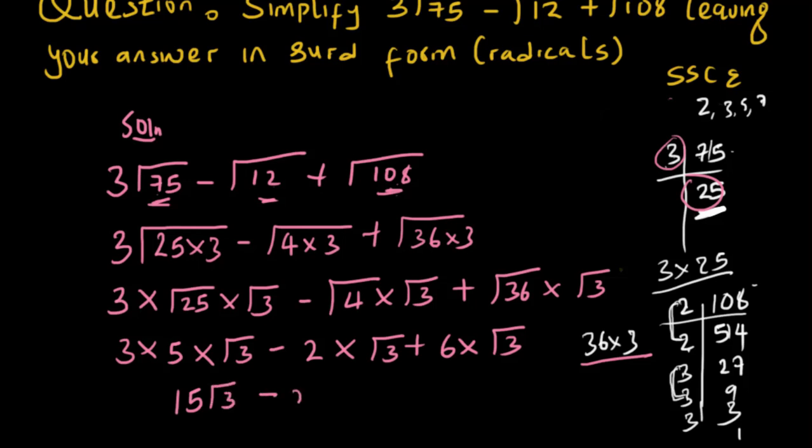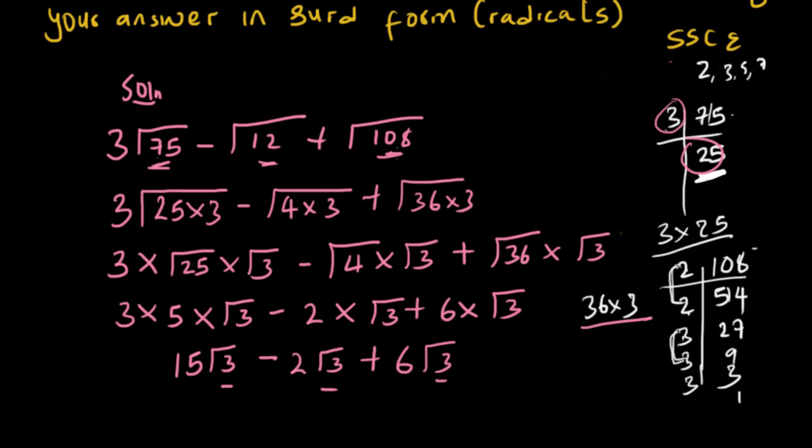Minus 2 times root 3 is 2 root 3. Plus 6 times root 3 is 6 root 3. Now you can see that we have root 3, root 3, root 3. So we can sum them up. So we have 15 minus 2 root 3. That will give us 13 root 3.